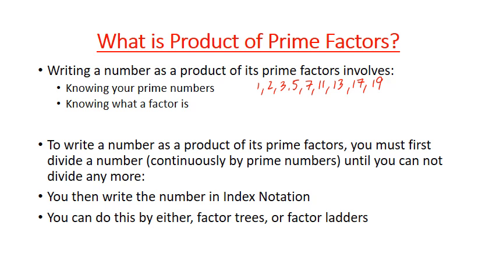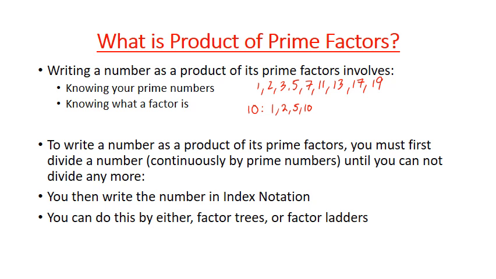And the next thing you need to know is what a factor is. Now recall that a factor is a number that can be equally divided into another number. So for example, the factors of 10 are 1, 2, 5, and 10, because all of those numbers can be divided into 10 without giving a remainder.